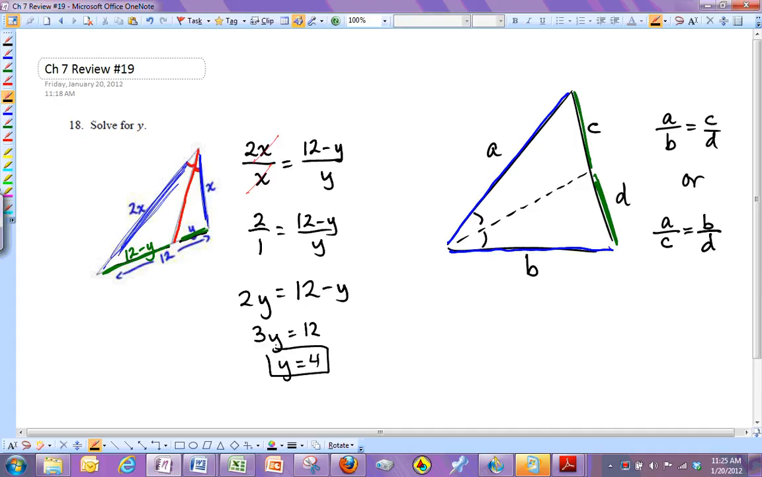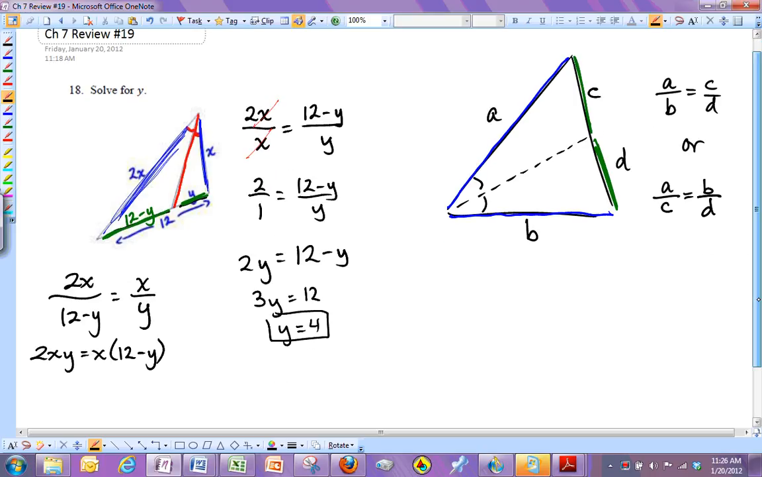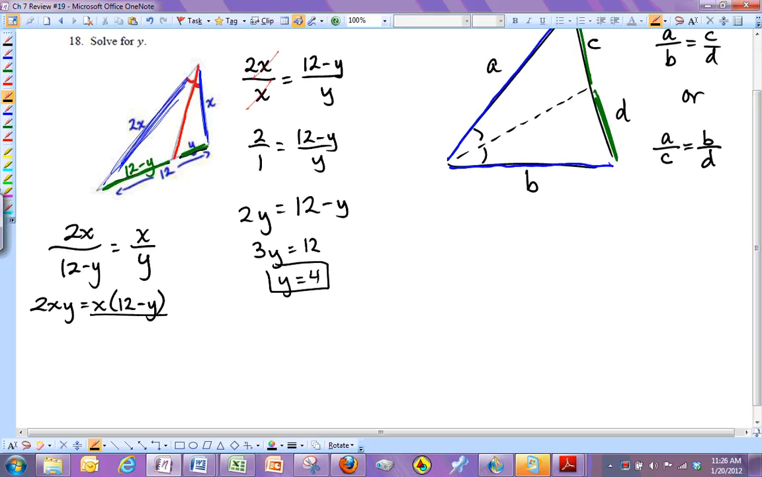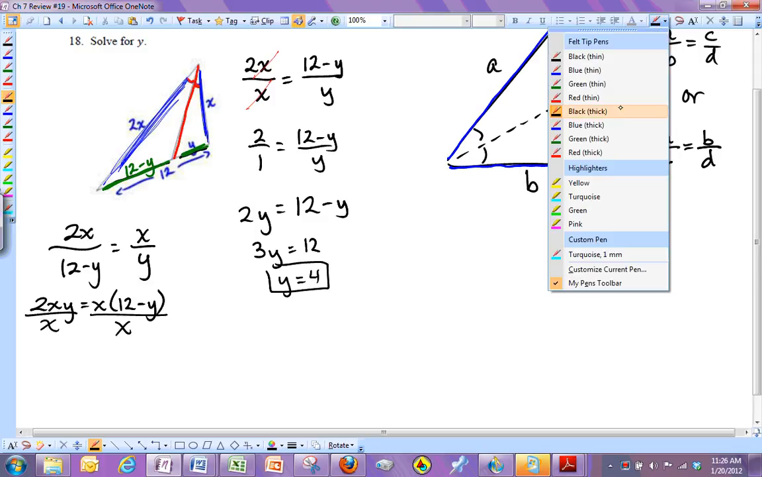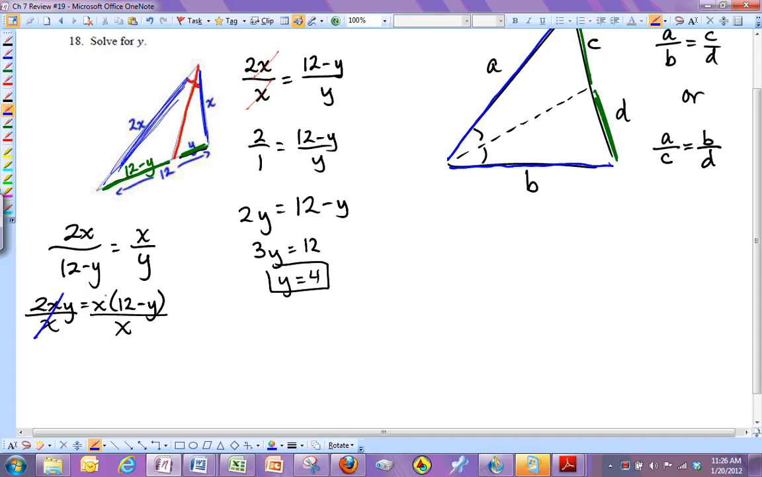Now you could also set this up the other way, where you do 2x over 12 minus y, so the blue over the green on the left equals the blue over the green on the right. When you cross multiply here, you get 2xy equals x times 12 minus y. Some students get confused because what do you do with the x? But the nice thing is this side has an x in it, and this side has an x in it, so if you divide both sides, they cancel. Then you get 2y equals 12 minus y, which is this line, and you can continue from there.